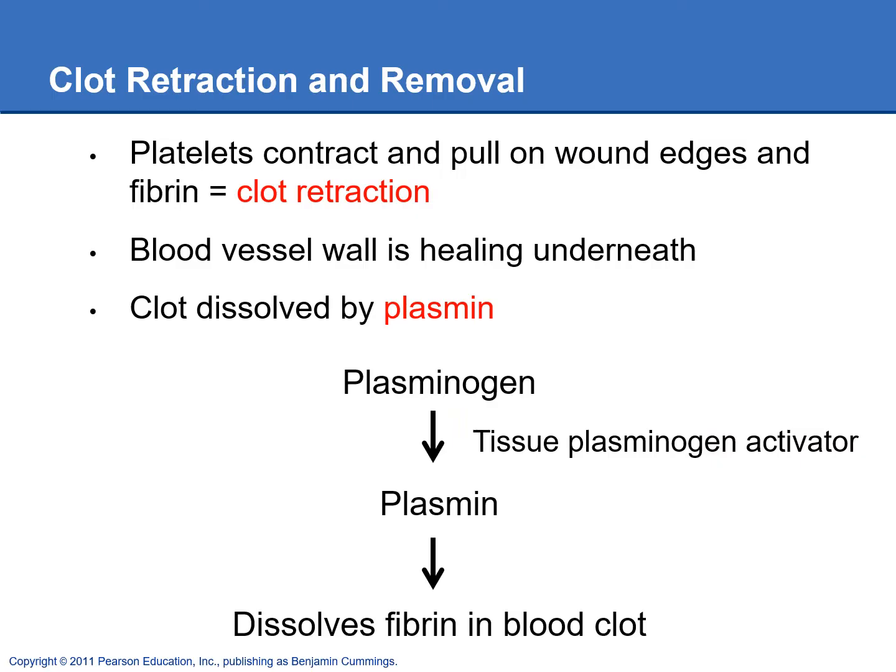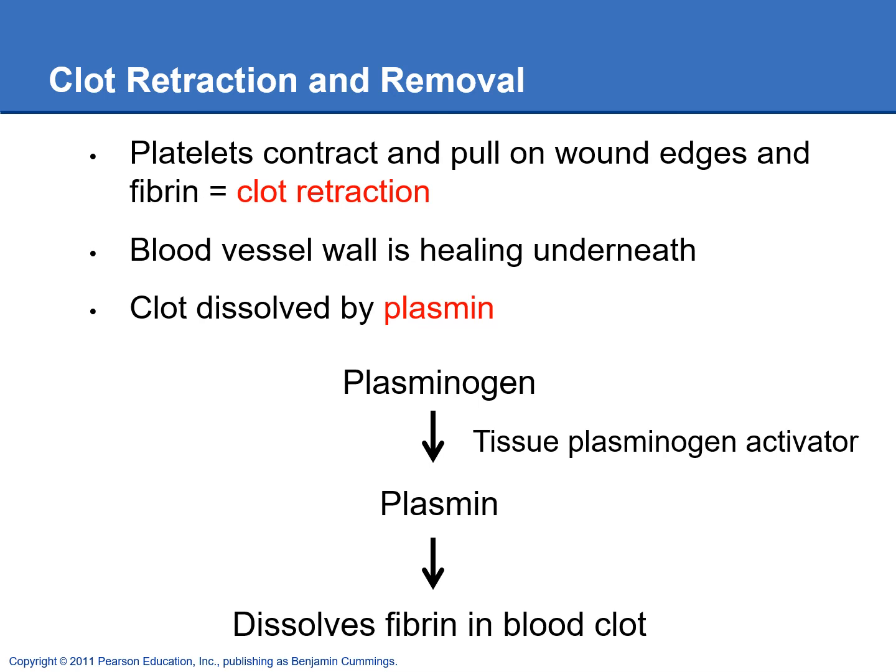So about 30 to 60 minutes after the clot forms, the blood clot is going to retract. So the platelets actually contain actin and myosin, the contractile proteins we find in the muscle. And so the actin and myosin inside the platelets will contract, and that clot will then pull on the edges of the broken blood vessel and pull them closer together. And then that way the blood vessel, when it heals, doesn't have as much of a gap to try to fill in.